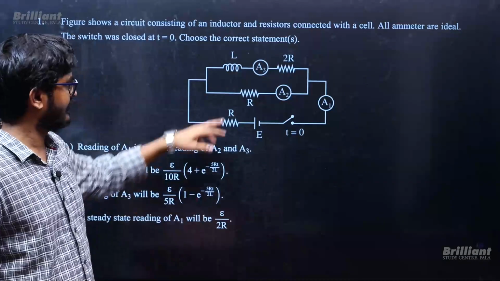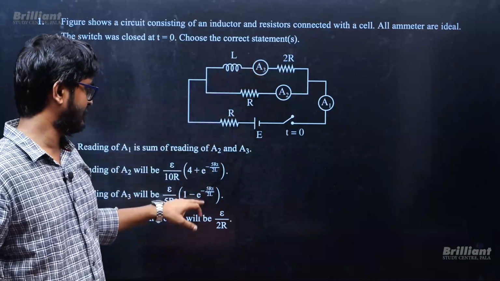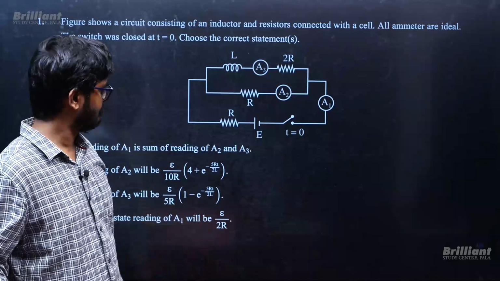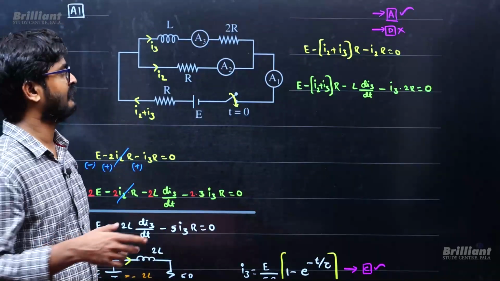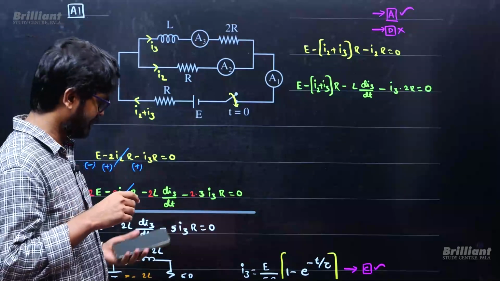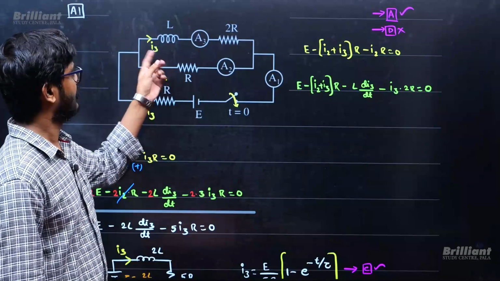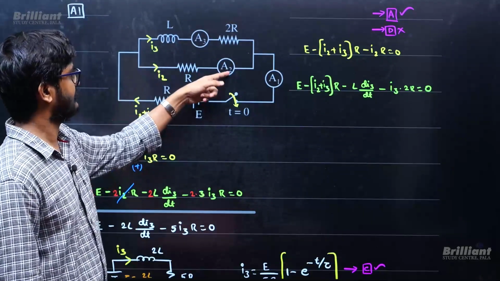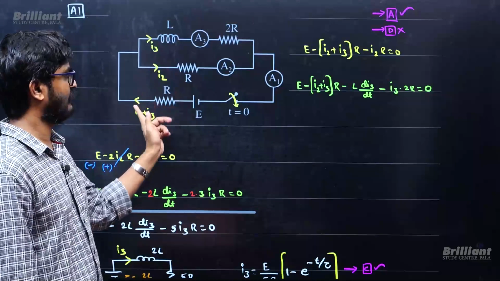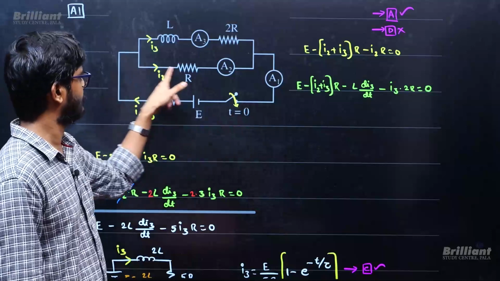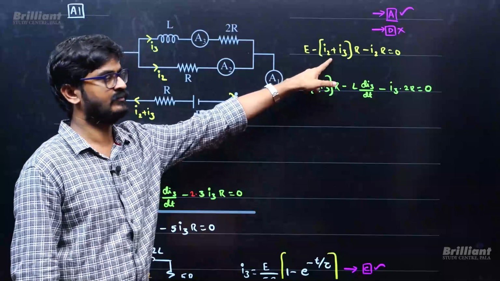Now if you want to find the reading in A2 and A3, you can see that it depends on time. So I am solving it using KVL. Probably we can find it bypassing the integration also. Anyway, if I call this current I2 and this current I3, this current will be I2 plus I3. Now if I write the loop equation for this loop, I will get this equation.